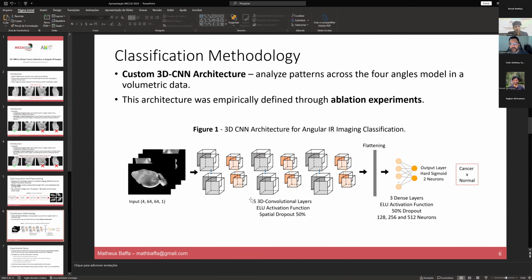After that, we have 5 3D convolutional layers. They use the ELU activation function, and they also have a spatial dropout of 50%. After that, we have a flattening operation and 3 dense layers. They also use the ELU activation function. They have 50% dropout, and they have 128, 256, and 512 neurons each. And finally, we have the output layer. It uses a softmax activation function. It has 2 neurons for classifying if it's a patient with cancer or normal.